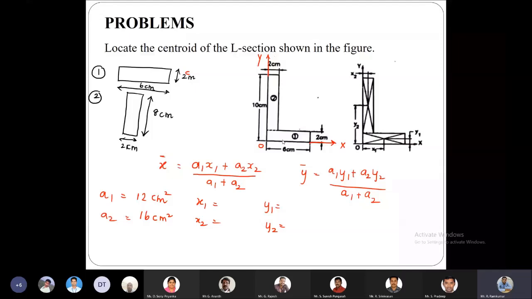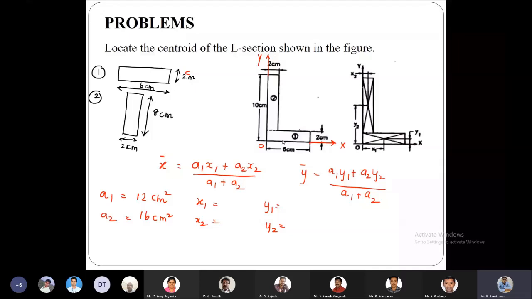So therefore, our formula gets shortened as V1 x1 plus V2 x2 minus V3 x3, because we are subtracting the hemisphere term from it, divided by V1 plus V2 minus V3. And similarly for the case of y bar, we have V1 y1 plus V2 y2 minus V3 y3 divided by V1 plus V2 minus V3.